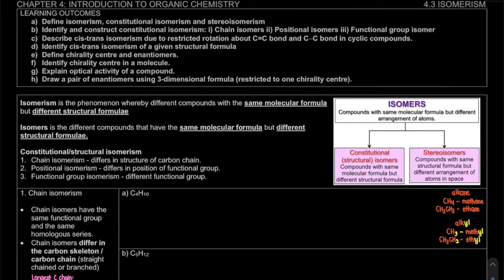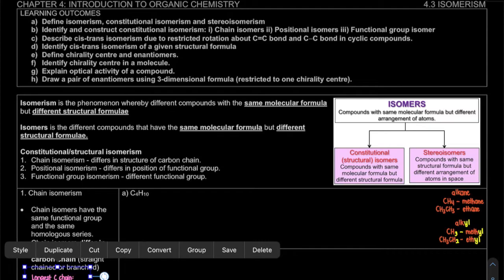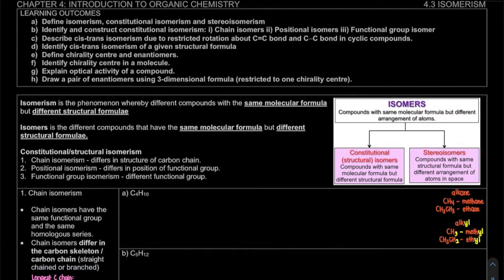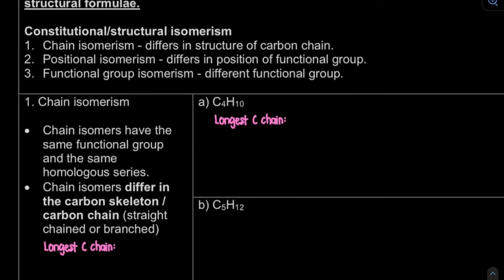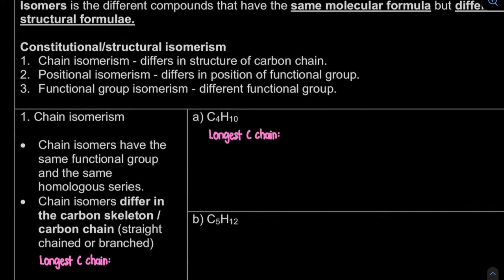For chain isomerism, first thing first, you have to know the longest carbon chain for a given molecule. Let's look at our first example, C₅H₁₀. First, the longest carbon chain present, you look based upon the number of carbons present. For C₅H₁₀, the longest one is 4. So we're going to write down longest carbon chain 4. So what we're going to do is draw 1, 2, 3, 4.